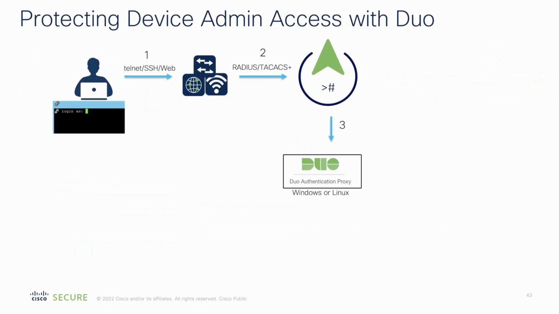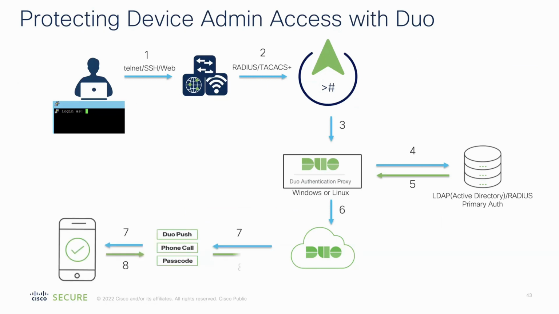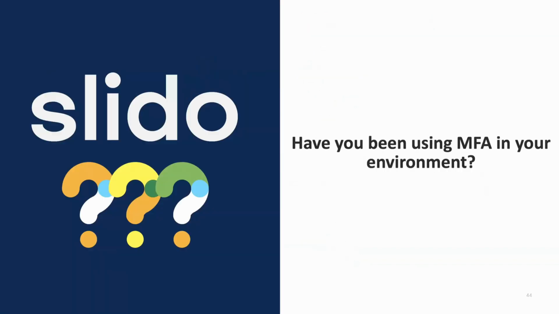And the ISE is going to forward the credentials to the Duo Authentication Proxy on-prem. And the Duo Authentication Proxy is going to in turn talk to your primary authentication sources. Once it gets validated, the Duo Authentication Proxy sends the request as part of a second factor authentication to Duo Cloud Service, and Duo Cloud Service sends the push notification or phone call or passcodes to the user. And once the user approves that push notification, the user is going to get the device administration access. So that's at a high level.